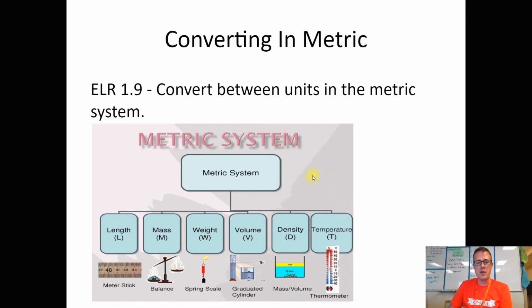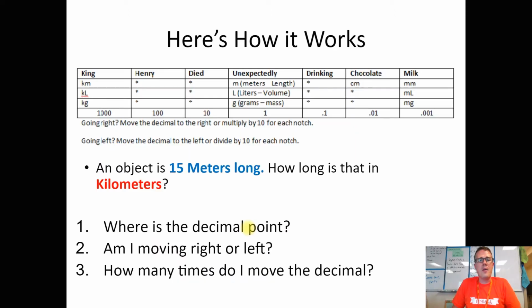So whether you're measuring temperature or volume or mass or length, distance, all of the things that can be measured, we have a special system called the metric system. So let's talk about how it actually works. You may have noticed this little table up on the wall above my doorway in the classroom. This King Henry died unexpectedly drinking chocolate milk thing, that's just a way to remember this, and you don't have to memorize anything. It's just a fun way to spell it out. Well, each of the letters, the K, the H, the D, the U, the D again, the C, and the M, each of those are the parts of the metric system.